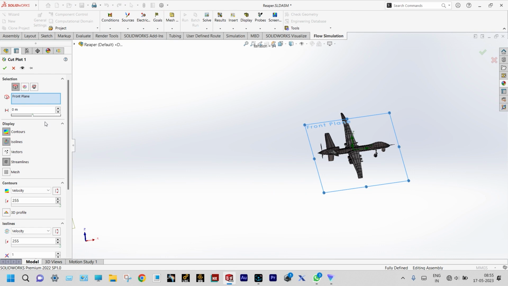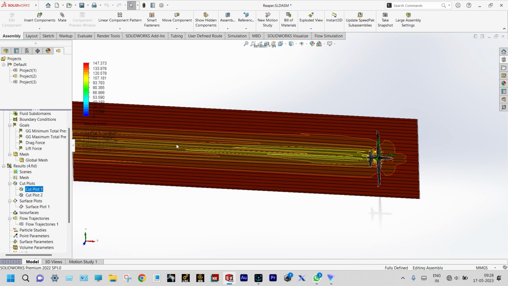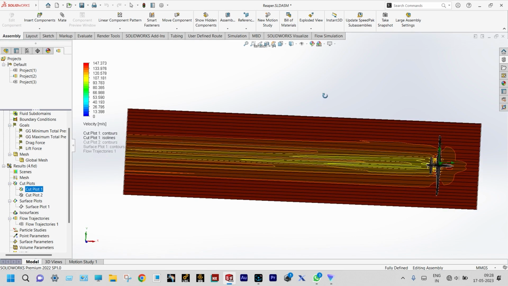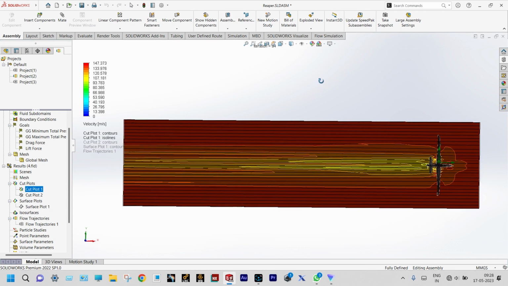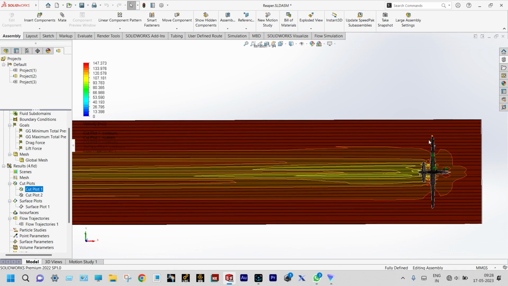Let us say velocity cut plots from front plane, and from display pattern we are considering contours, isolines, and streamlines. Isolines are the interface between different layers. So green check. This is the velocity distribution through front plane. Let us see this one in a different way. Let us view this one in the form of an animation, right? Let us play.